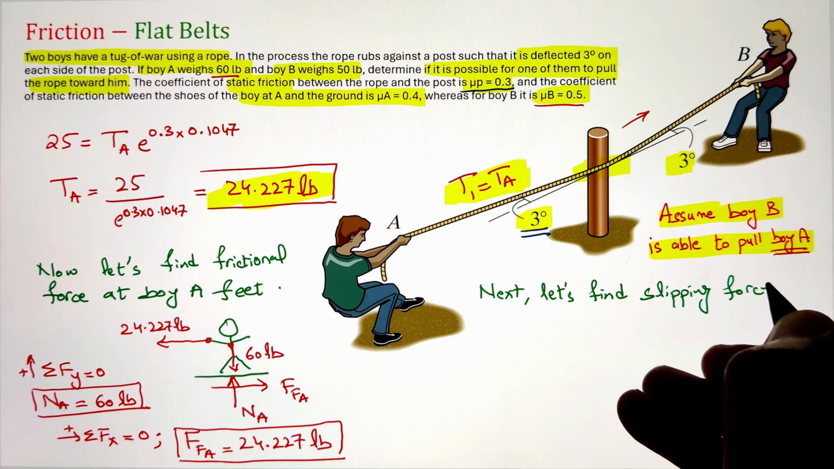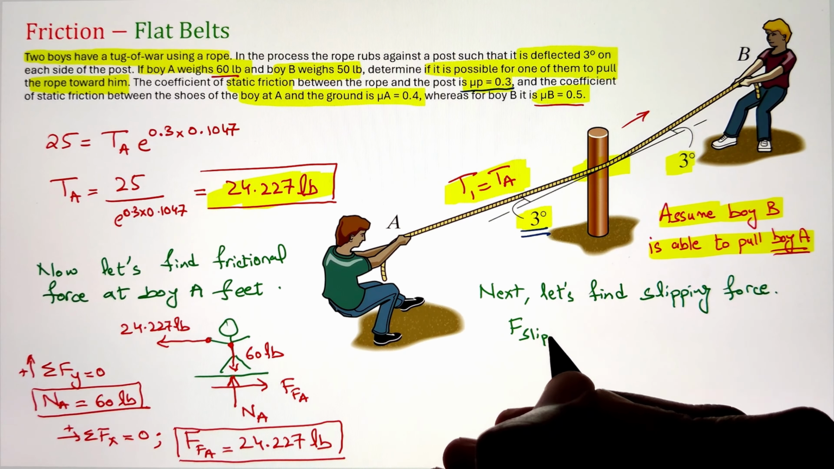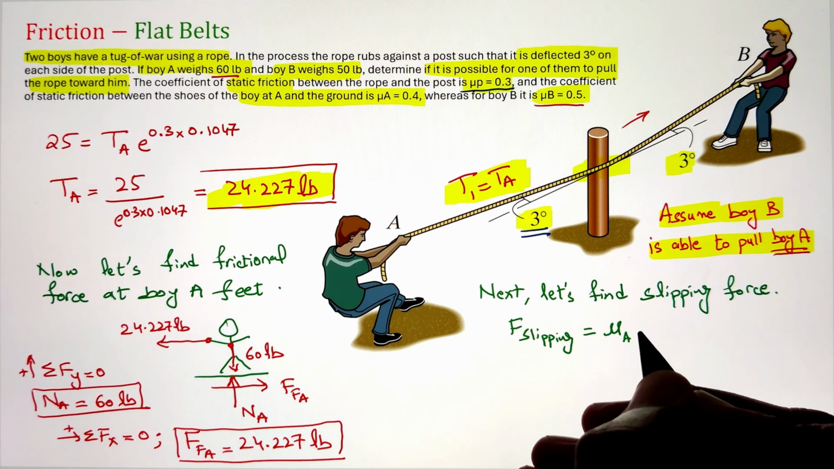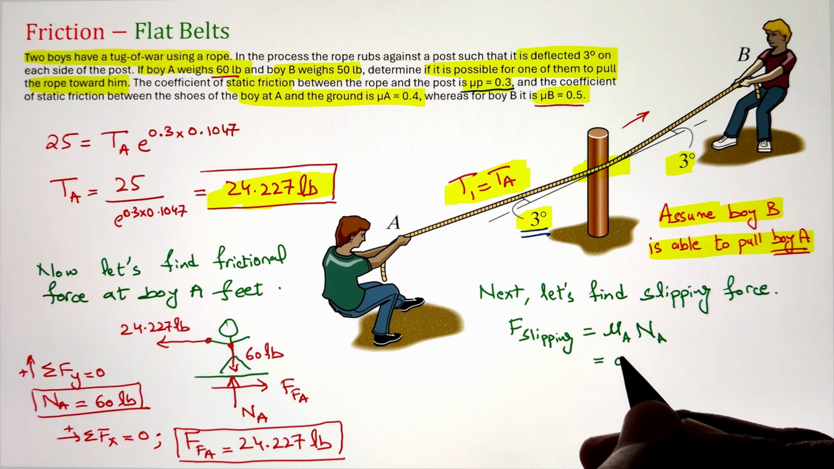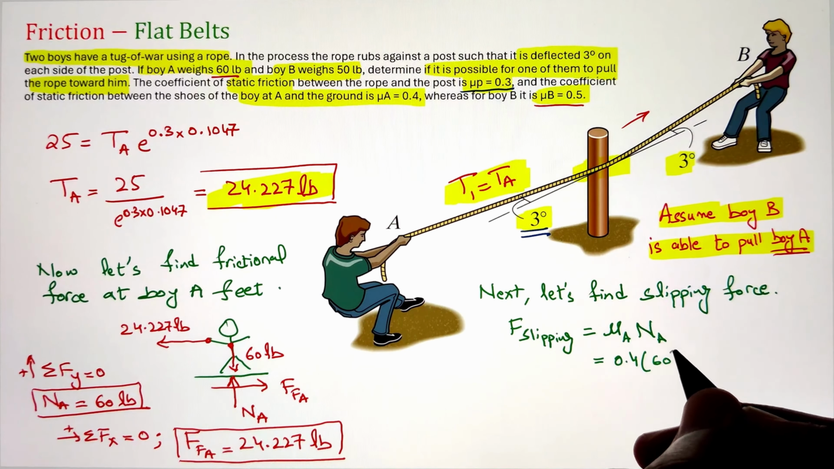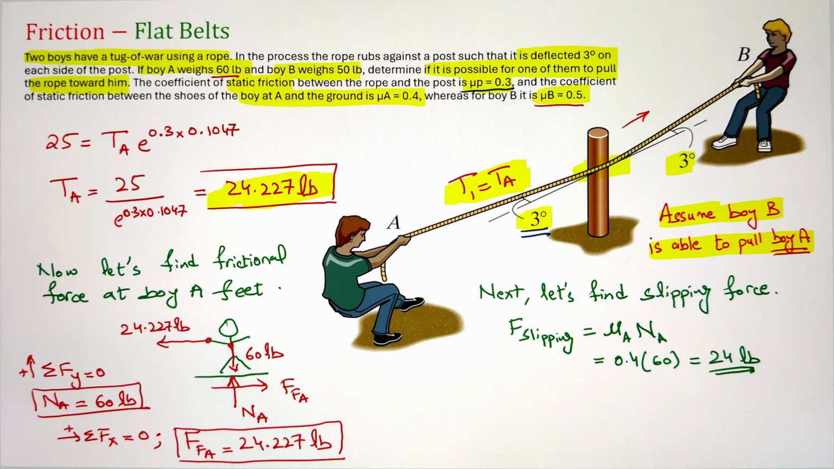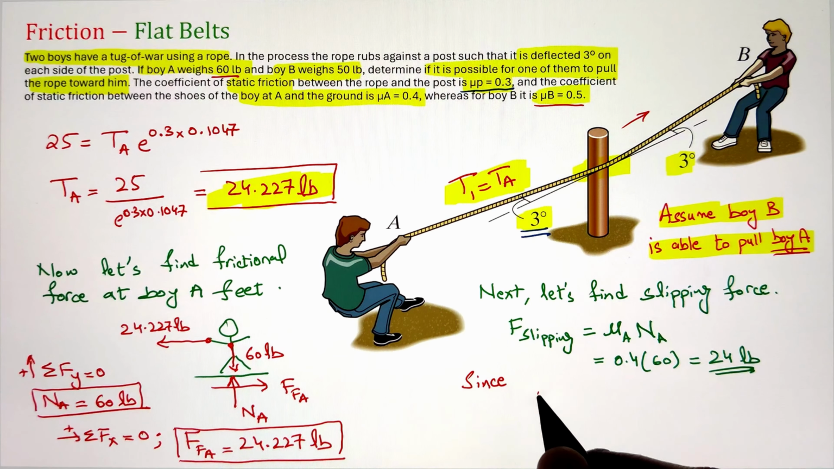Now, once we have this force, next let's figure out the force at which the slipping of boy A will occur. To do that, we apply our expression of frictional force for slipping and see if it is greater or less than 24.227. The coefficient of static friction between boy A's feet and the ground is given to us as 0.4, whereas the normal force is 60. Solving, we get our slipping force equals 24 pounds.